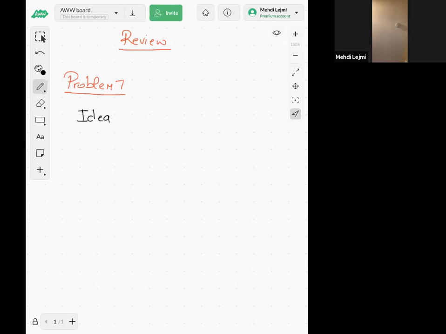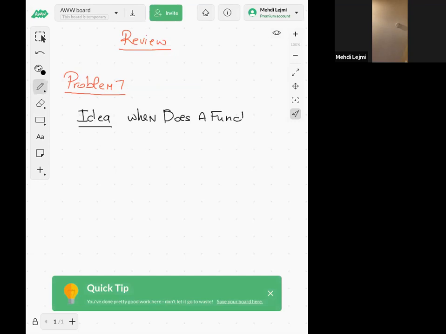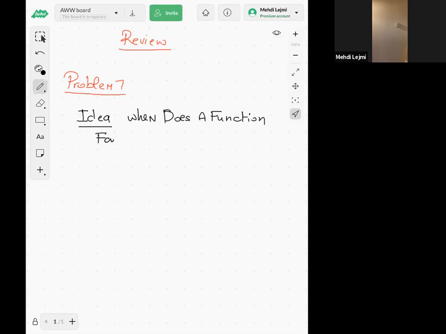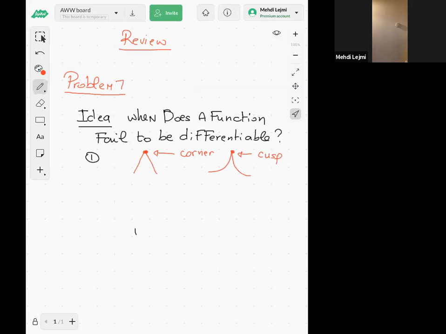So the question is, when does a function fail to be differentiable? If you have a corner, if the graph looks like a corner like this here, or a cusp like this, this is a cusp, then in this case the function is not differentiable.